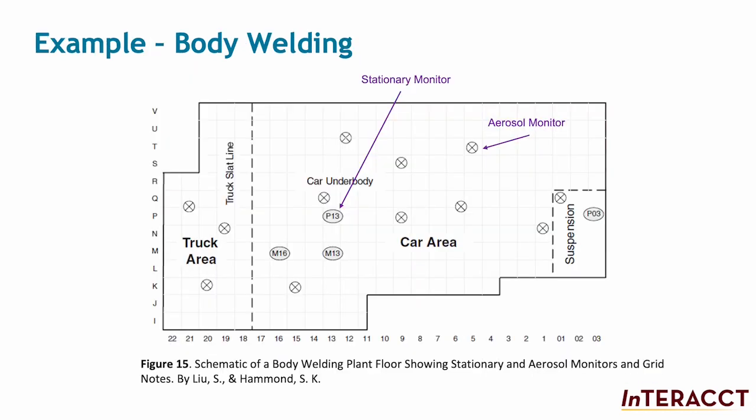The study by Liu and Hammond provides an example of the use of Excel to create the contour plot of exposure concentrations as part of a spatial mapping effort. This schematic of the plant floor shows both the stationary monitors, identified near columns in the plant that were labeled as P with some number or M with some number, and the aerosol monitors as circles with X's through them, and that were fairly coarsely spread throughout the plant. The nodes of the grid can also be seen faintly in the background.